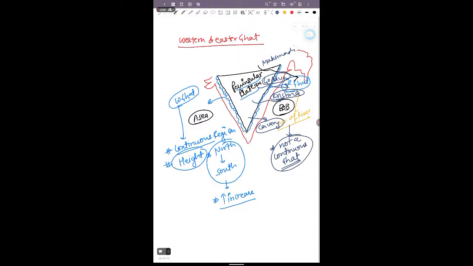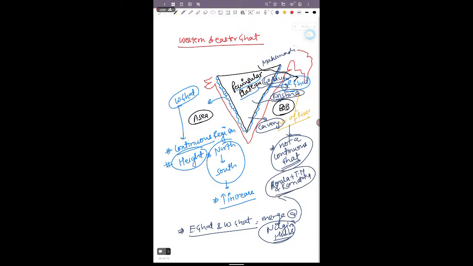And if we talk about the Eastern Ghat and Western Ghat, they merge at the Nilgiri hills, and these Nilgiri hills are also located at the center of Kerala, Tamil Nadu and Karnataka.